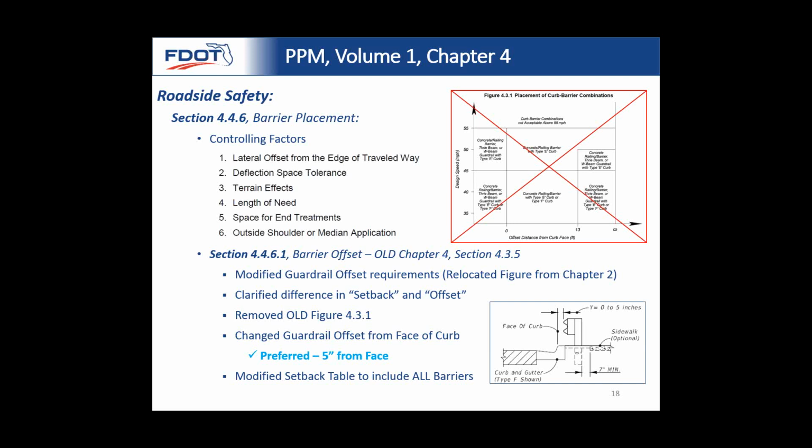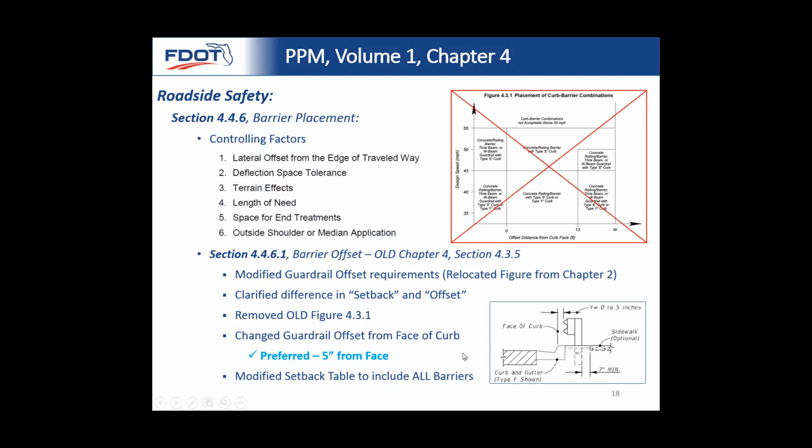When we talk about a setback, we're talking about the distance behind a barrier. So maybe it's the deflection space to the hazard or another element behind the barrier, or maybe it's a zone of intrusion for a concrete barrier. And when we talk about offset, we're talking about the offset of that barrier from the traffic lanes. So now we try to make sure that it's consistent between what the term offset is and what the term setback is, and we'll show you that in a couple of figures here.